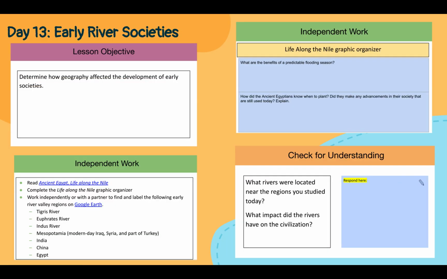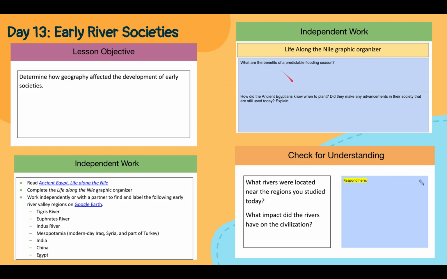Here on day 13 of our unit, we're tasked with determining how geography affected the development of early societies. And one resource that we're asked to use is the article Life Along the Nile, based on ancient Egypt. Upon reading this article, you'll then have to answer extended questions that are based on the reading. And then finally, show what you understood about the article by answering the check for understanding question.